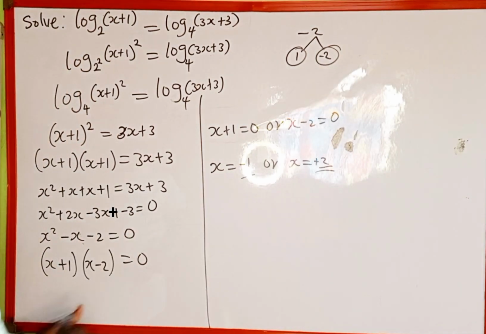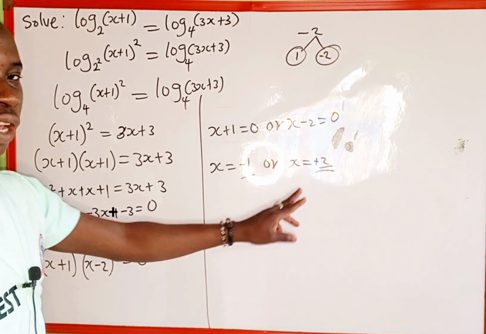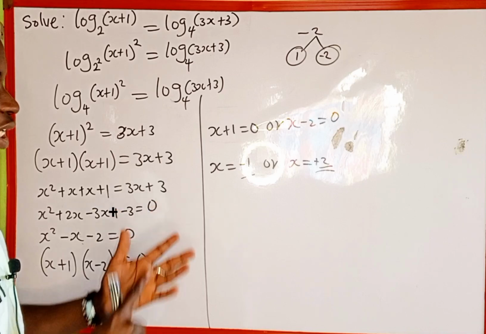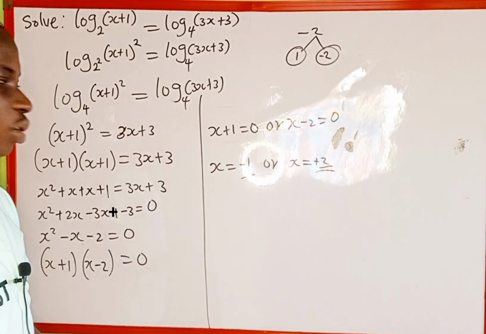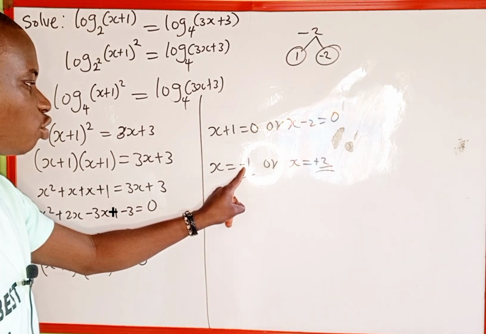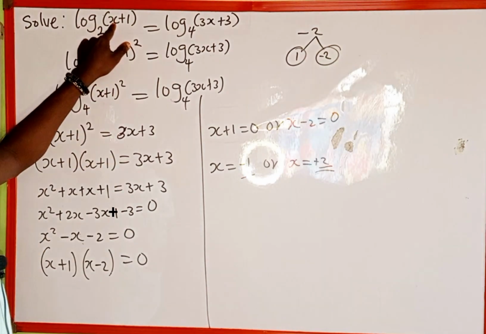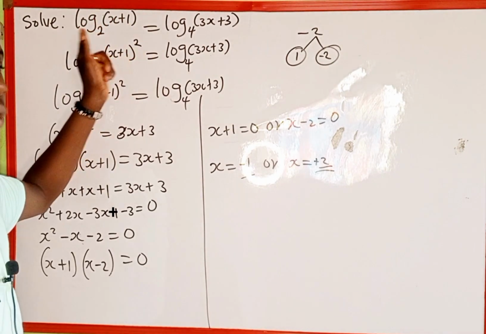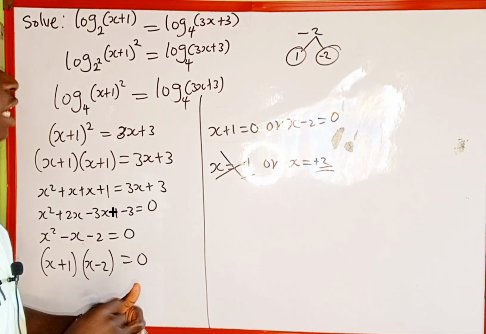But this is a logarithmic equation. We're going to try to plug in each of these values of x into the equation, to see whether it's going to satisfy the equation, because we cannot take the logarithm of a negative number, and we cannot take the logarithm of 0. So let's start from the first one. We're going to plug in x is equal to negative 1. When we put negative 1 here, negative 1 plus 1 is going to be 0, and we cannot take the logarithm of 0. So this does not satisfy the equation.